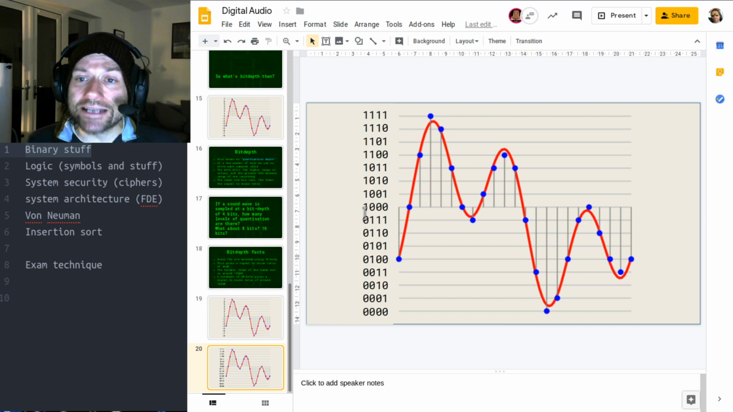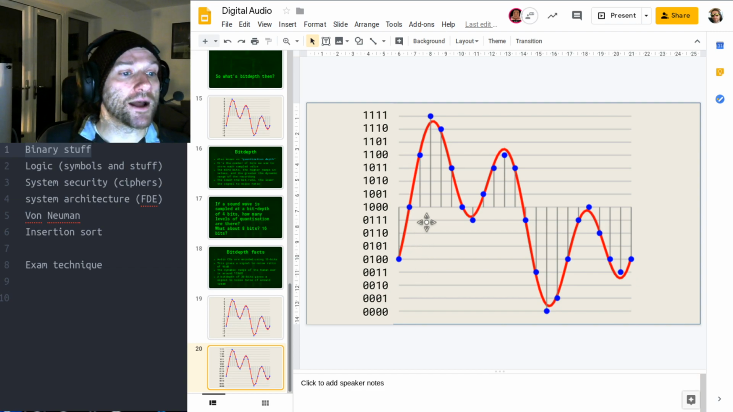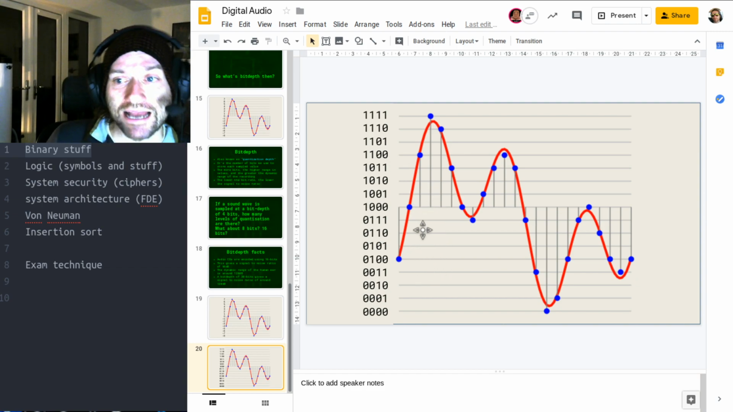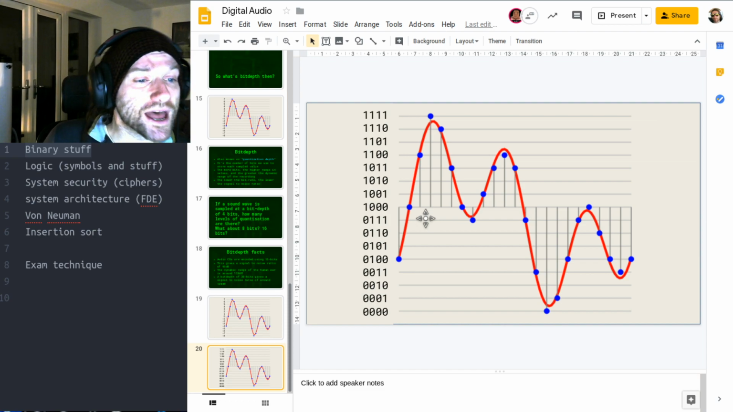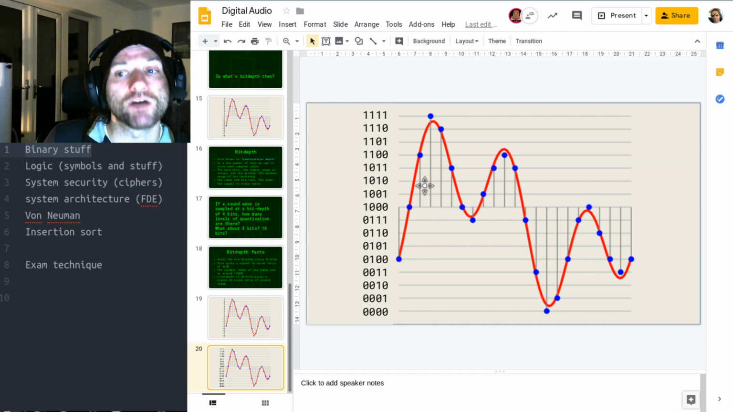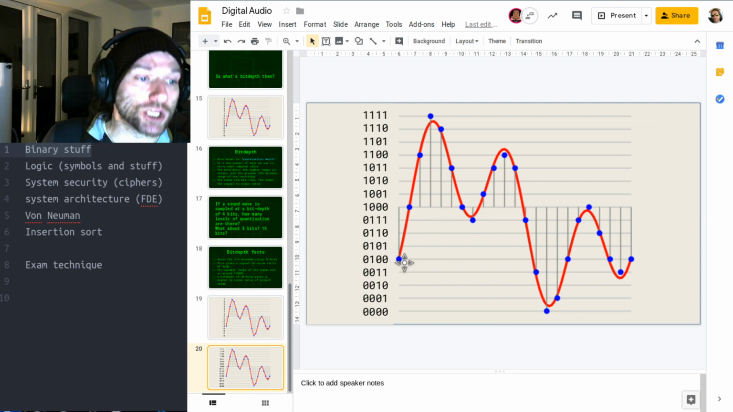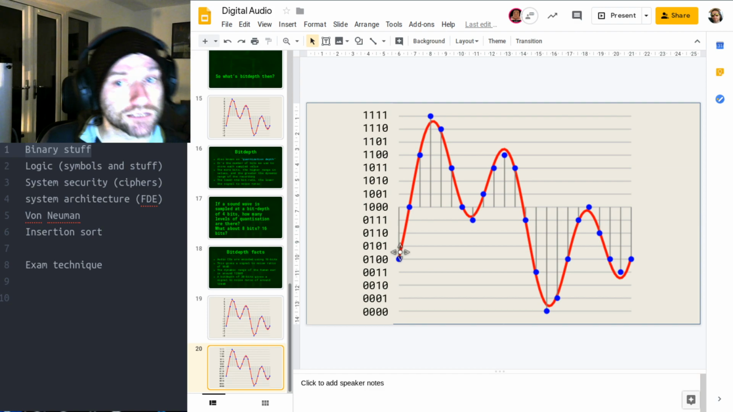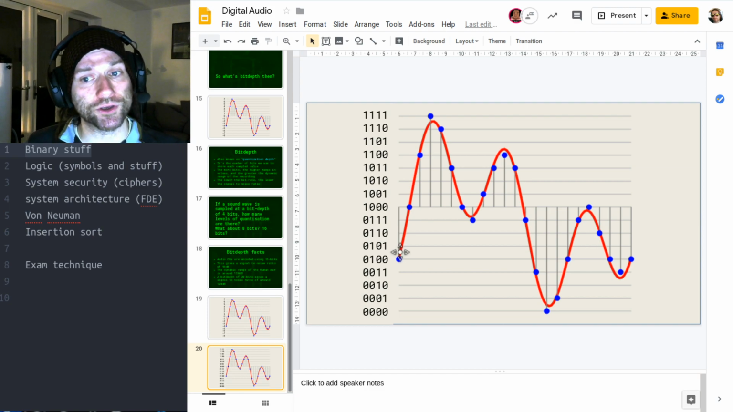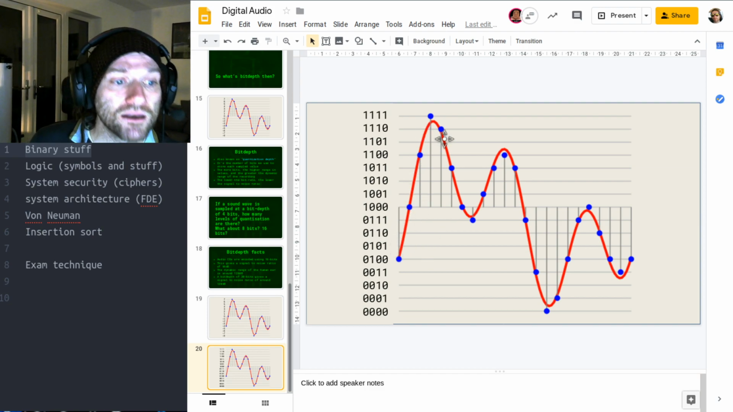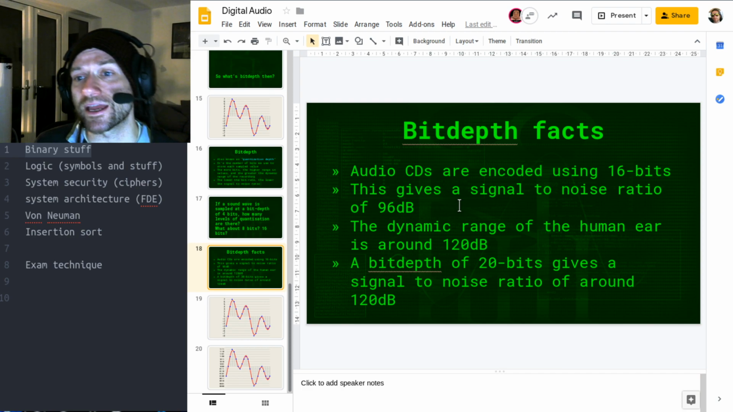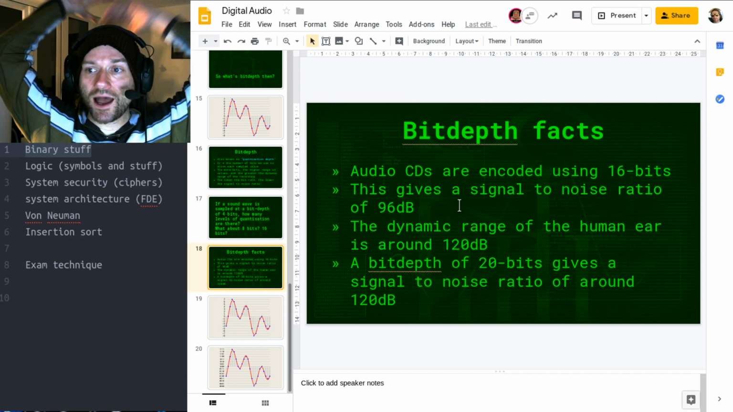So what you need to remember when it comes to digitizing audio is you take regular samples of the waveform, and remember, a sample is a measurement of the height of the wave. What you do with those measurements is you convert them to binary based on how many bits per sample you have, and then you combine all of that binary together. So here's some little facts about bit depth.